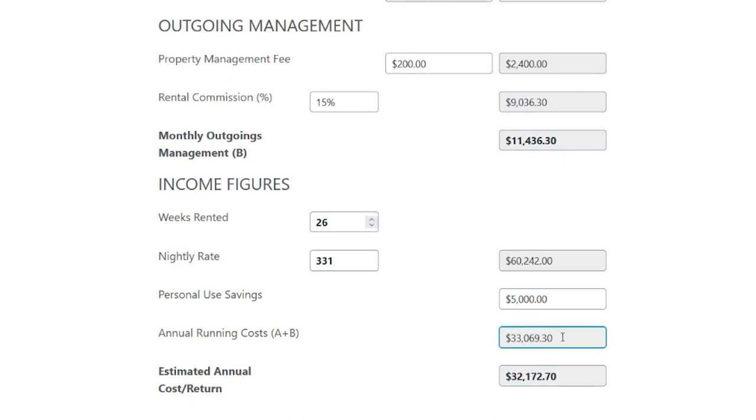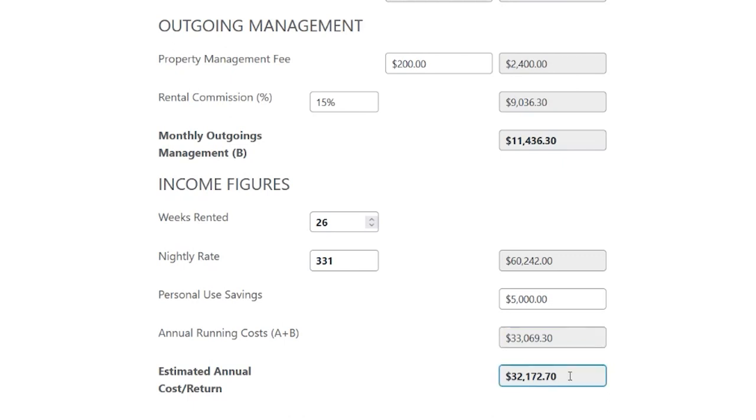So your total running costs for this property for the year is $33,069 and those big 30 cents. Don't forget about those 30 cents. So that gives you an estimated annual cost and return of $32,172.70. So if everything runs as you see that right now, then that's what you would expect to pull in for your investment of $700,000.